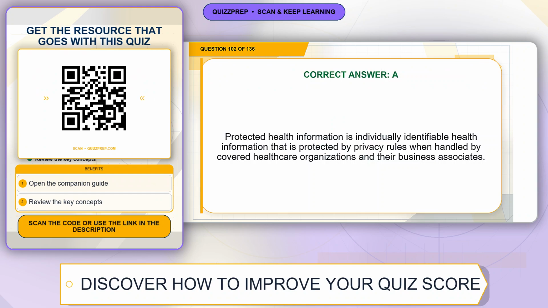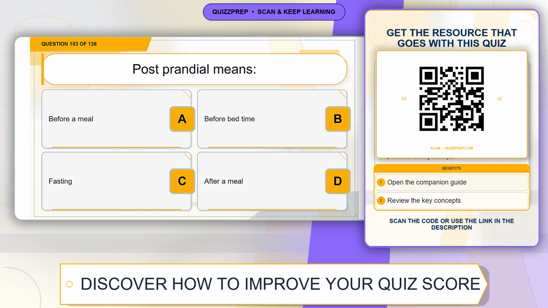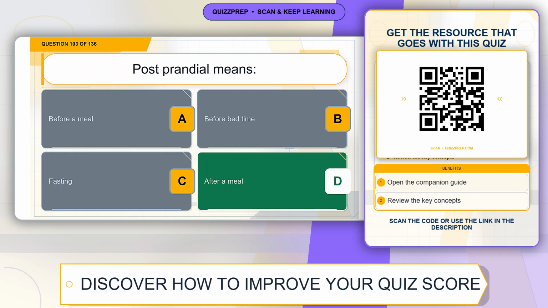Explanation. Protected health information is individually identifiable health information that is protected by privacy rules when handled by covered healthcare organizations and their business associates. Question 103. Postprandial means: Option A, before a meal. Option B, before bedtime. Option C, fasting. Option D, after a meal. The correct answer is option D, after a meal.